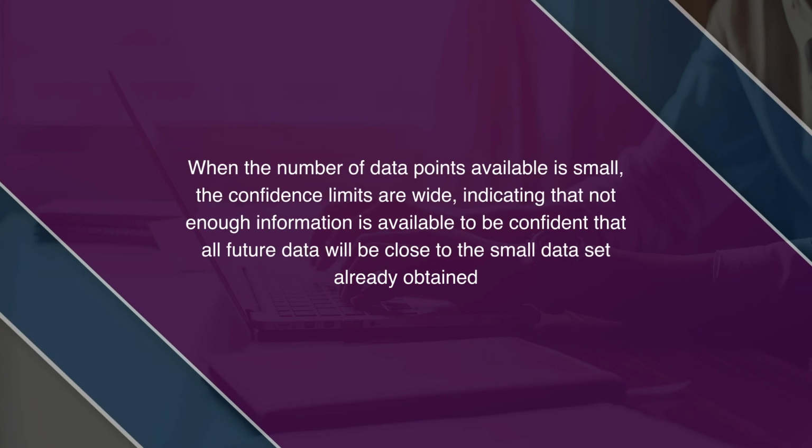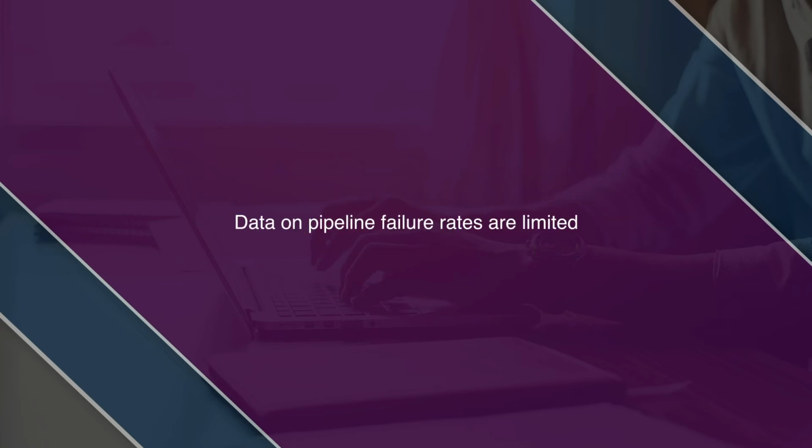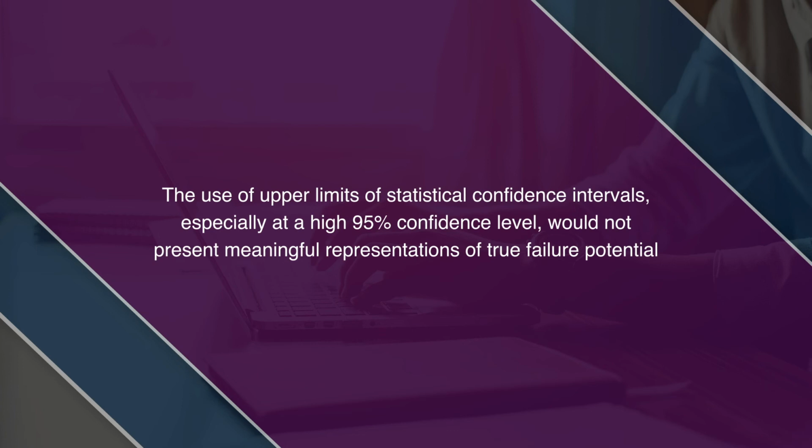When the number of data points available is small, the confidence limits are wide, indicating that not enough information is available to be confident that all future data will be close to the small data set already obtained. Data on pipeline failure rates are limited. The use of upper limits of statistical confidence intervals, especially at a high 95% confidence level, would not present a meaningful representation of true failure potential.